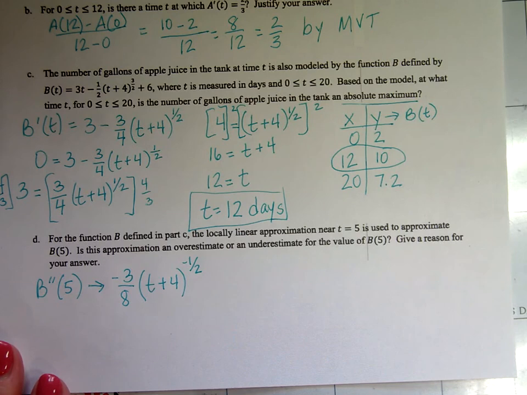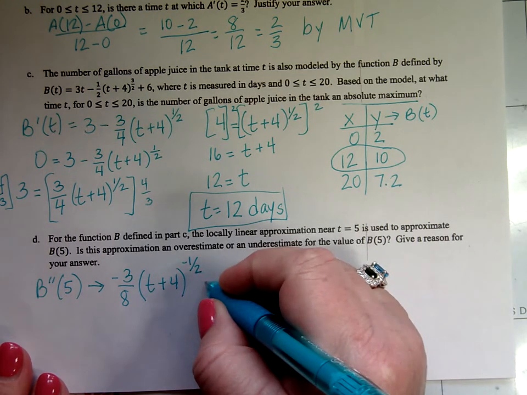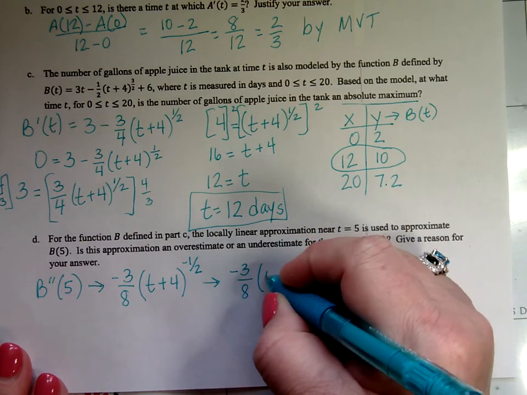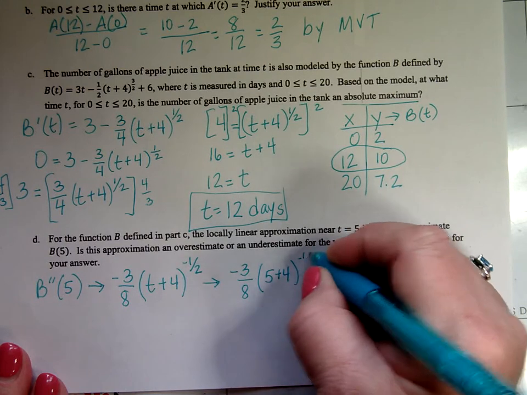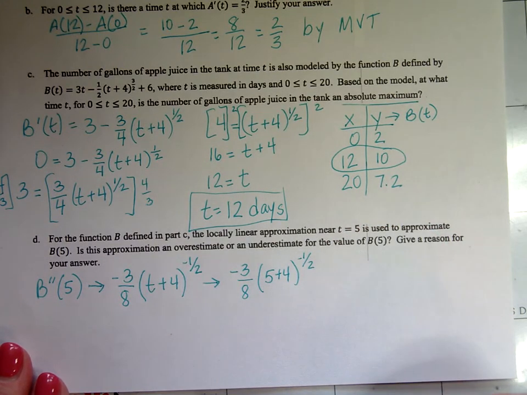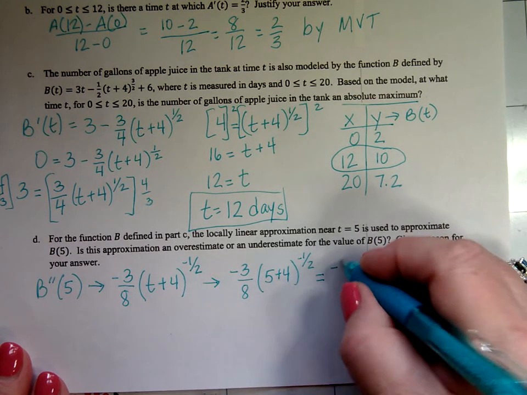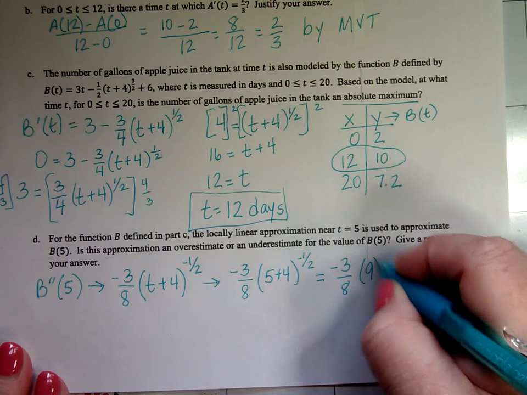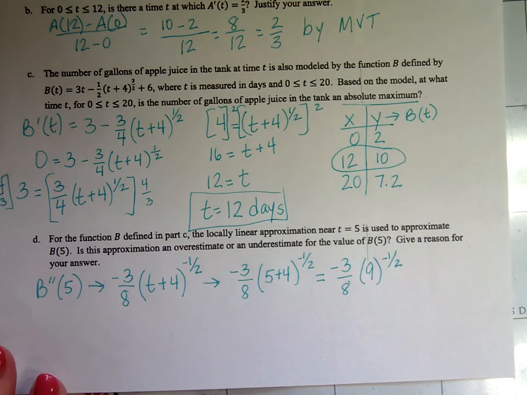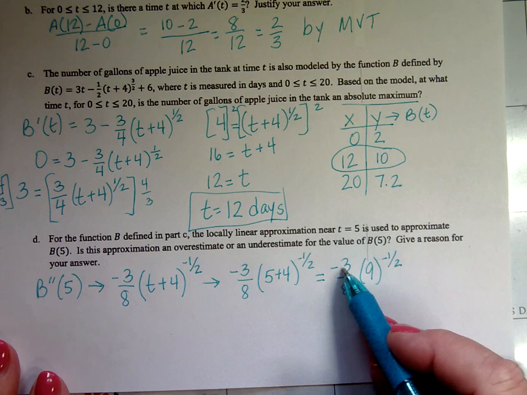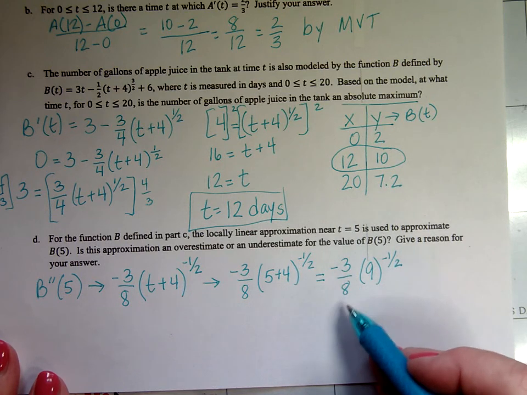If I put a 5 in here, negative 3/8 times 5 plus 4 to the negative 1/2 power. All right, and I'm going to keep going. Negative 3/8 times 9 to the negative 1/2 power. Now you can do this in a calculator or think about it. 9 to the negative 1/2 power, that would be like 1 over the square root of 9. 1 over the square root of 9 is 3, which would then cancel with this 3. They would become a 1, so it really comes out to be a negative 1/8.